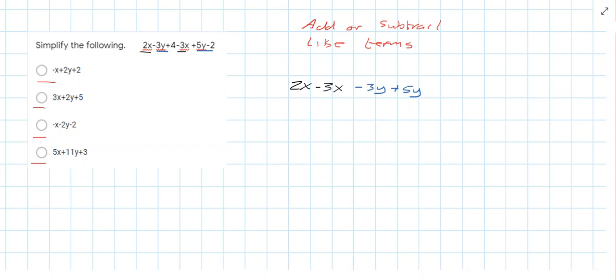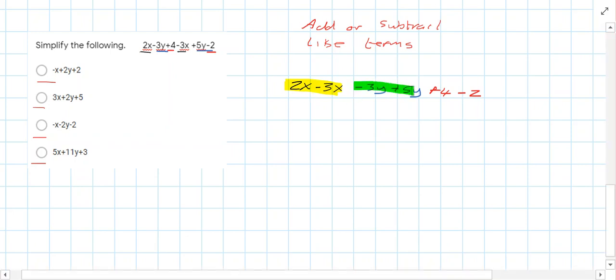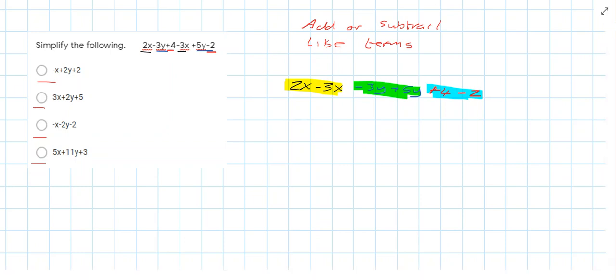And then the last type of terms that we have are just these integer values here. So we have plus 4 minus 2. Now, the only things that we can add and subtract from each other are the like terms. So for example, we can subtract these from each other, and then the same here with this one. Then we can work these out to simplify this.